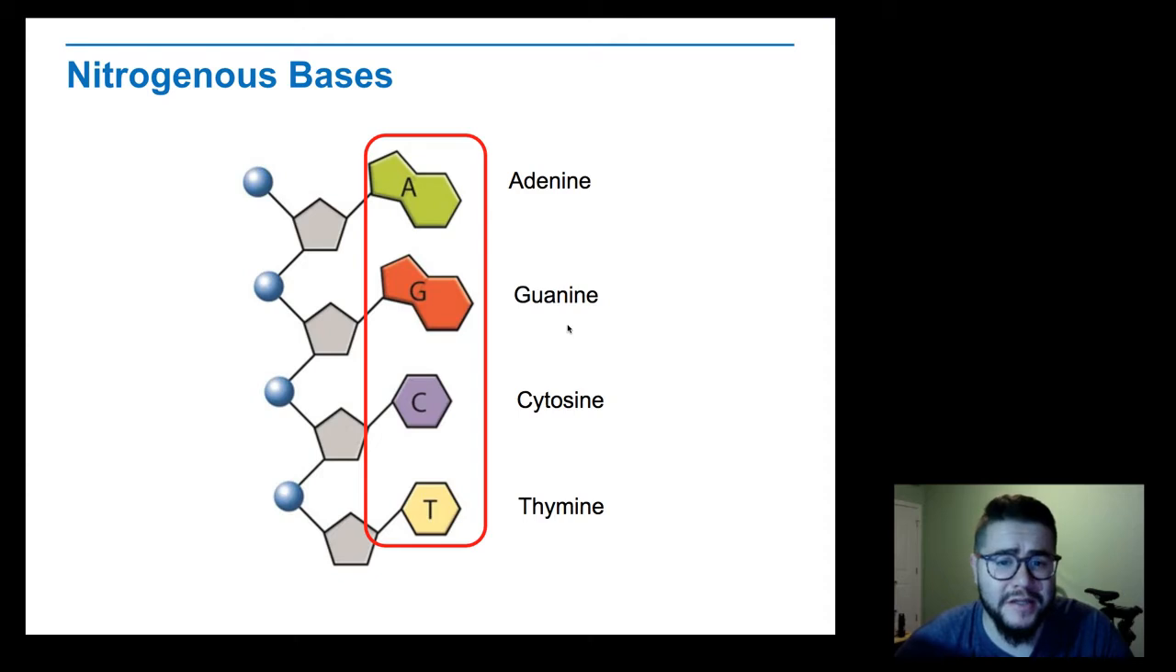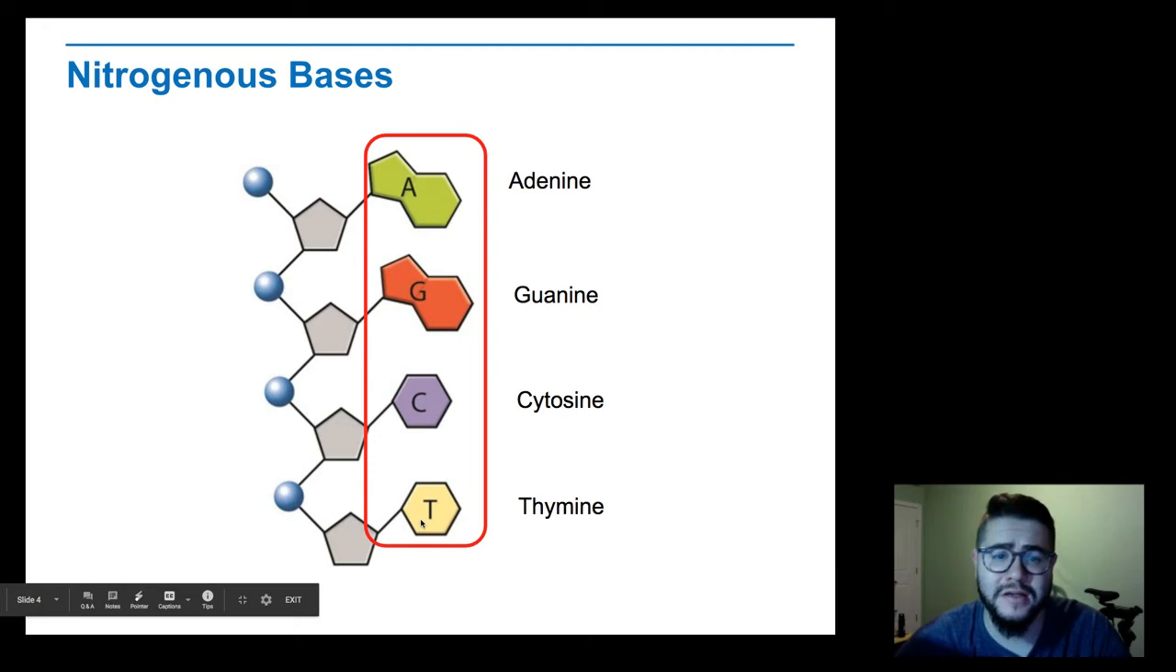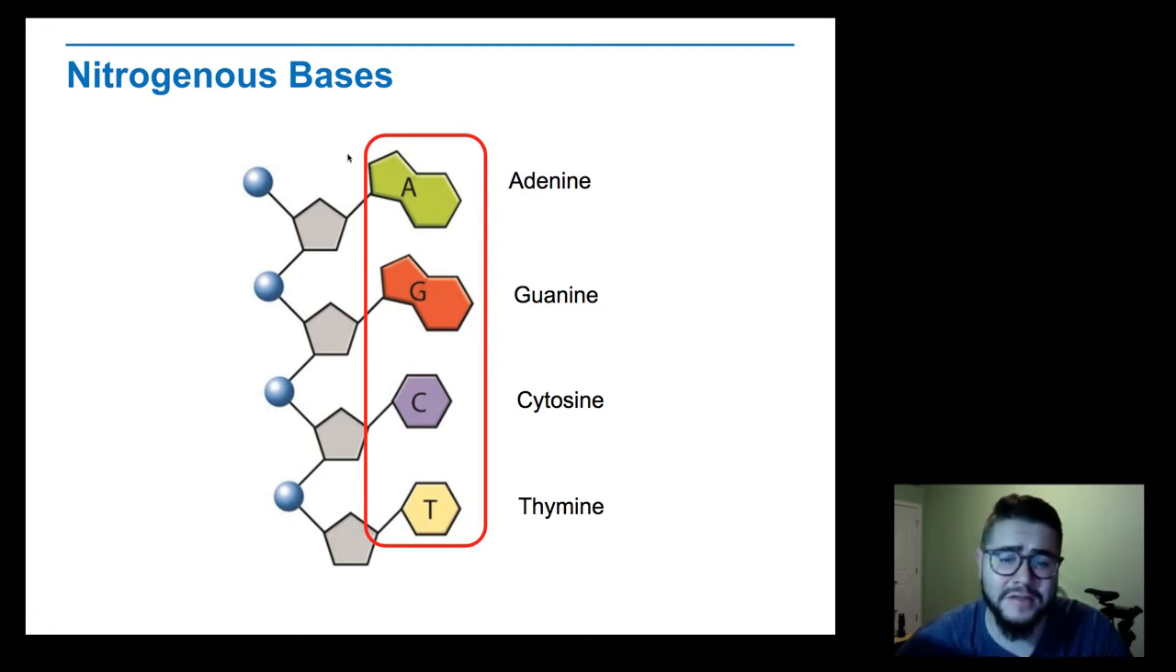The nitrogen base can be one of 4 different nitrogen bases. It can be adenine, guanine, cytosine, and thymine. And you can actually see here, the picture does a good job showing you how the nucleotides go together, right? So they're strung on top of each other, where you have phosphate, sugar, nitrogen-containing base, then the next one, phosphate, sugar, nitrogen-containing base, and so on.